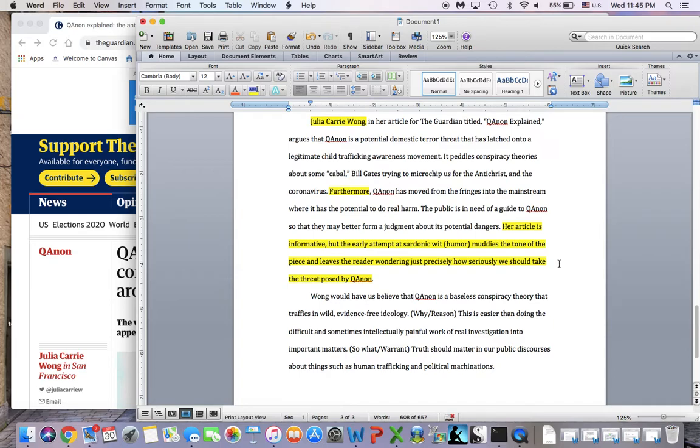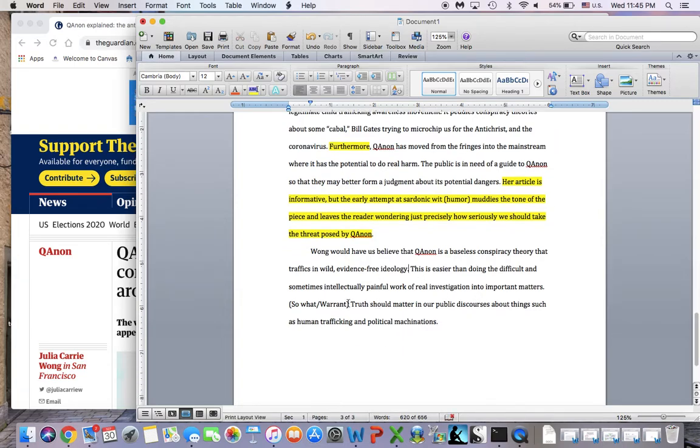So I'm going to read those two together. Her article is informative, but the early attempt at sardonic wit muddies the tone of the piece and leaves the reader wondering just precisely how seriously we should take the threat posed by QAnon. Wong would have us believe that QAnon is a baseless conspiracy theory that traffics in wild, evidence-free ideology. See, so I just mentioned her, and she was the subject of my previous sentence, and now I'm coming back to her in this paragraph, in my transition into this paragraph. That makes it sound like it flows, all right? I was talking about her up here. I'm talking about her again. Okay.